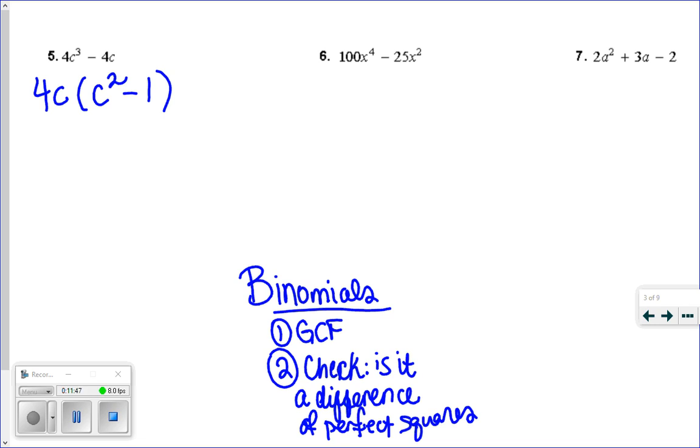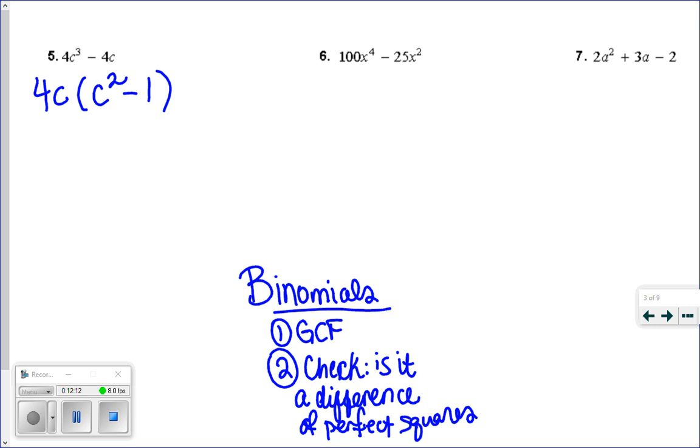There's a difference of squares hiding in there, and we don't see it yet because the GCF is hiding it. But after we pull the 4c, that GCF from both of those terms, we reveal that what's left is c squared minus 1. And I want and need you to be able to see that and right away say, oh, I'm not done. This is a difference of perfect squares. C squared is a perfect square, and 1 is a perfect square.